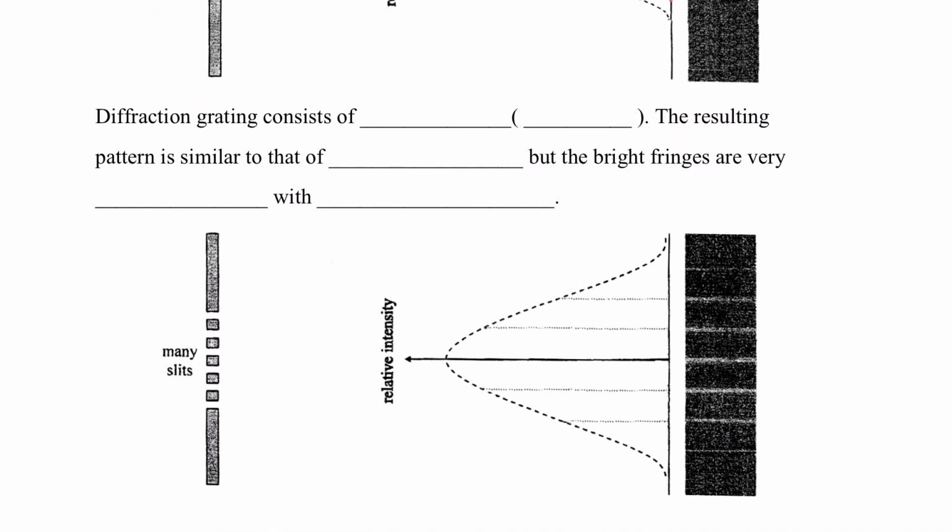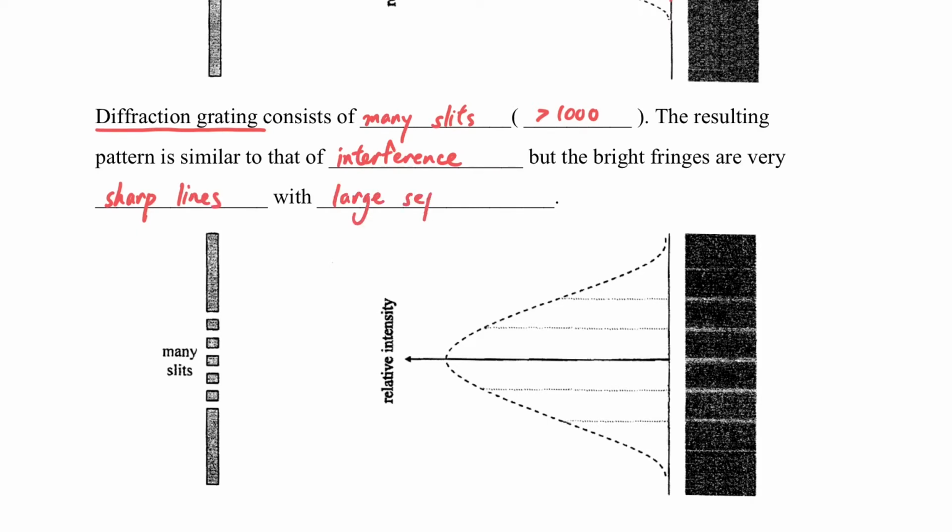And now we talk about the diffraction grating. What is a diffraction grating? Actually, the diffraction grating is an item that consists of many slits. What does it mean by many? It's usually more than 1,000 slits. And the pattern we observe is similar to that of the interference pattern.